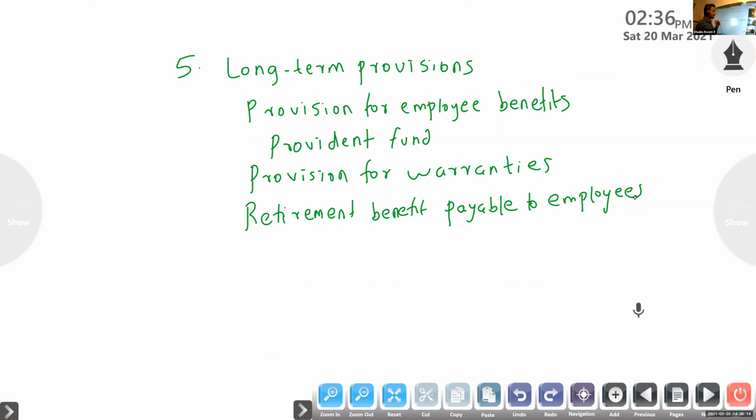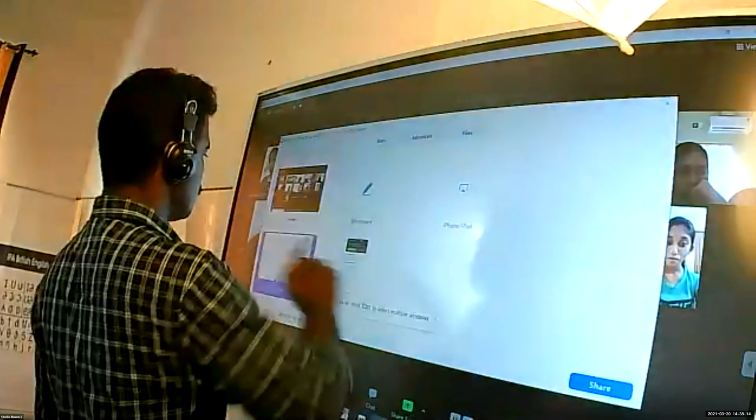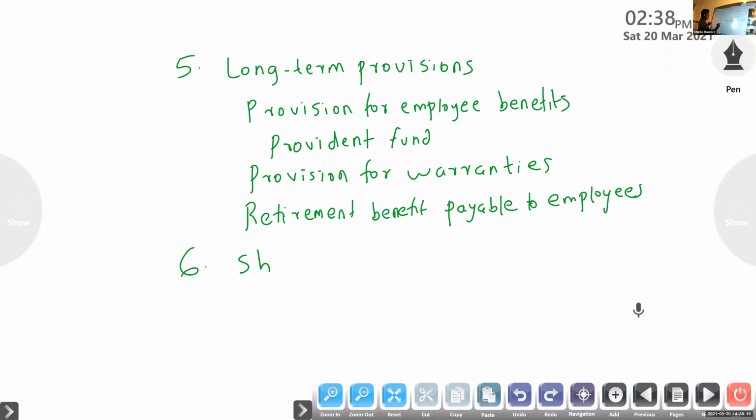So non-current liabilities are over. Each subhead item is over. Next, we'll look at current liabilities. First one, short-term borrowings.